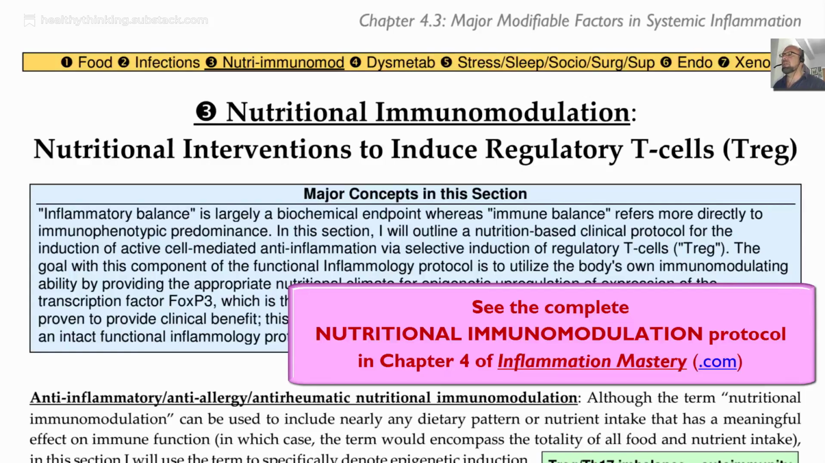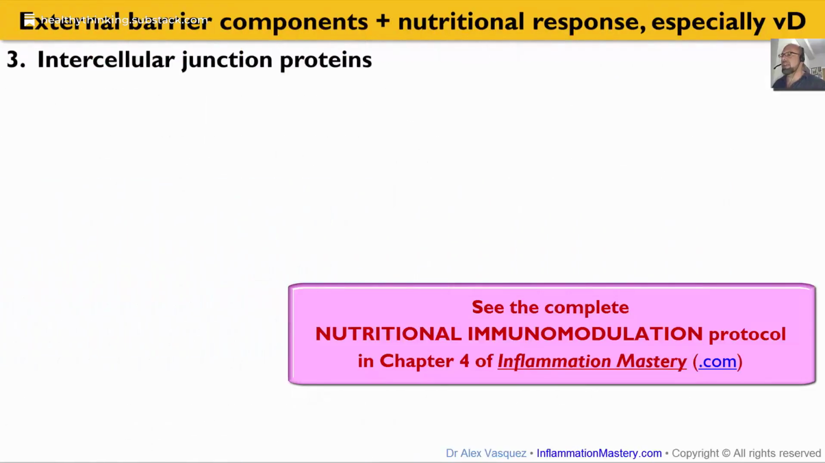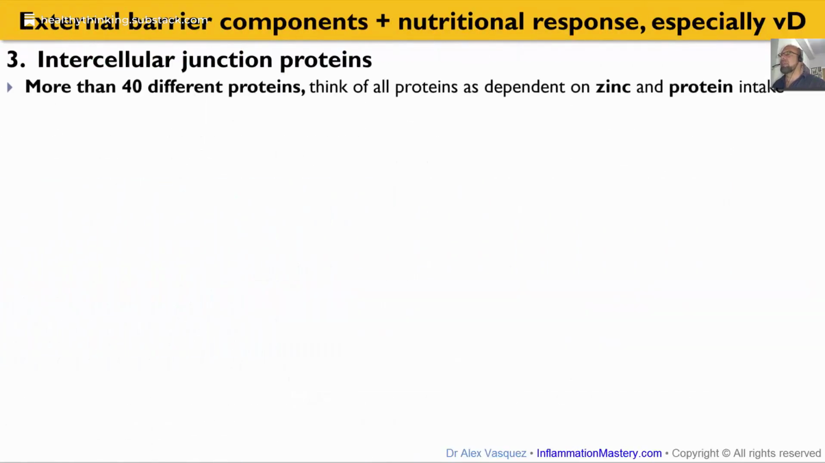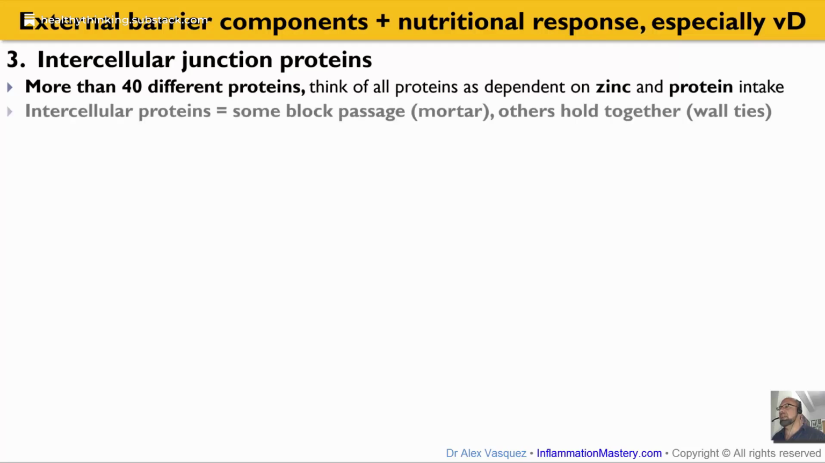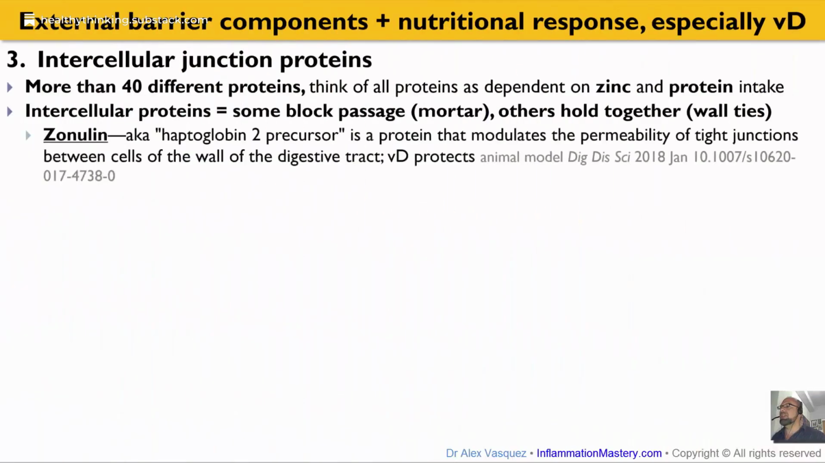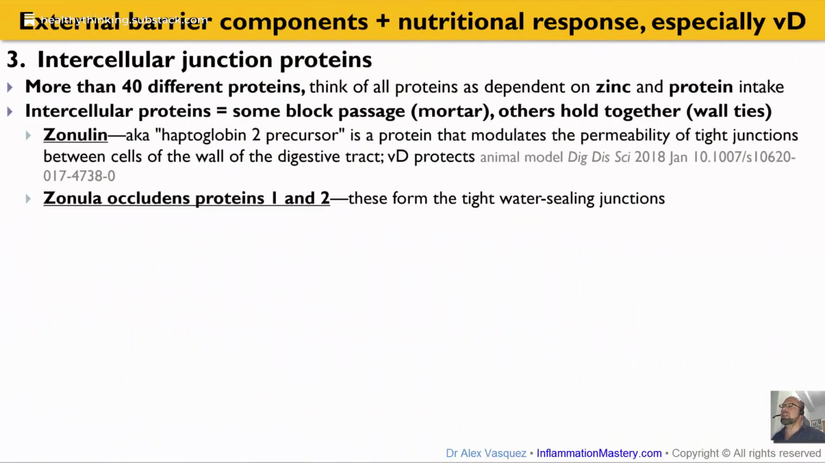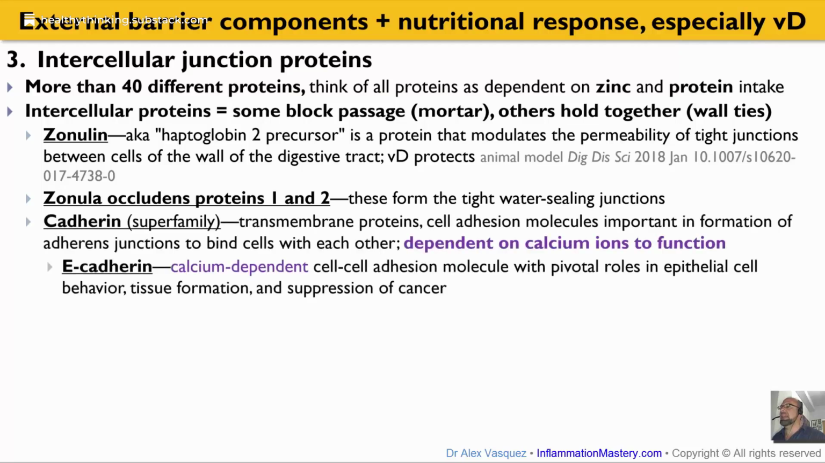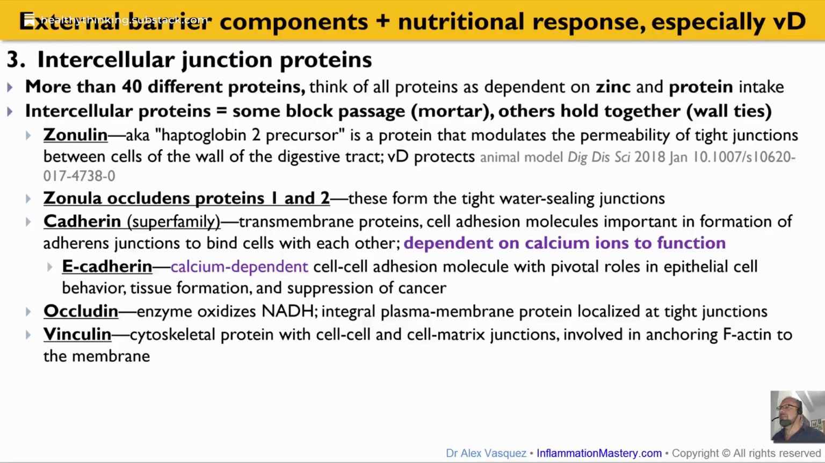Let's look now at component number 3 of these external barriers. These are the intracellular junction proteins. These include more than 40 different proteins, and just like all other proteins, they are especially dependent on zinc and protein intake. Among the different intracellular proteins, some of them block passage, and so they function kind of like cement or mortar, and others simply hold the cells together but without creating a seal, and so they function kind of like wall ties. And these include zonulin, zona occludens proteins 1 and 2, cadherin and E-cadherin, occludin, and vinculin.